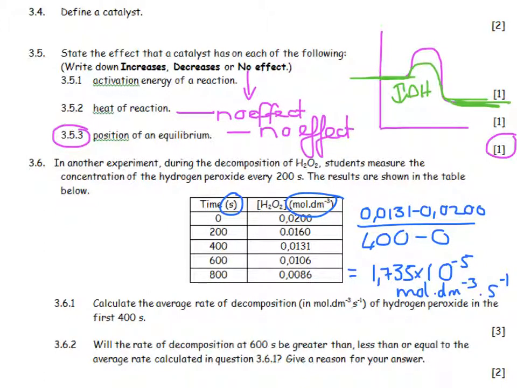Will the rate of decomposition at 600 seconds, here we go, be greater than, less than, or equal to the average calculated earlier? Give a reason for your answer. It is less than, and I must say I was pretty impressed with most of your answers. It is less because there are less particles to collide as the reaction proceeds. Well done.